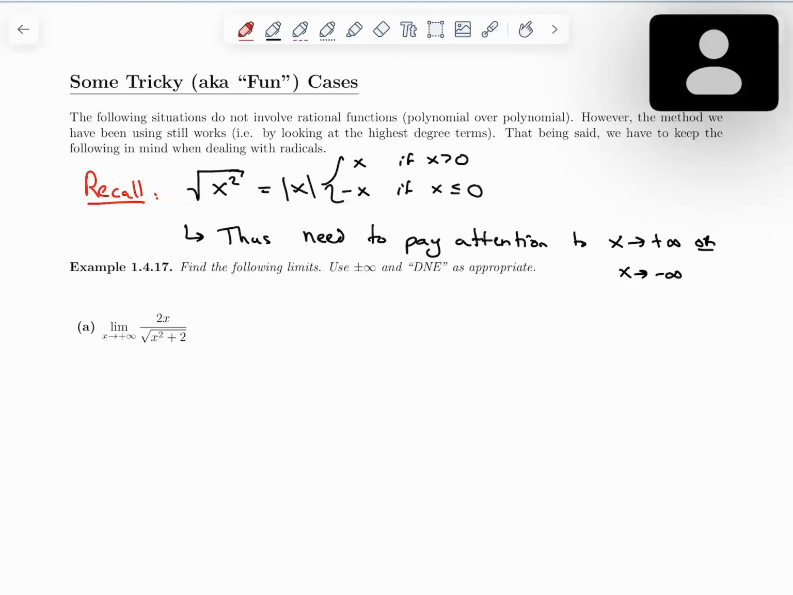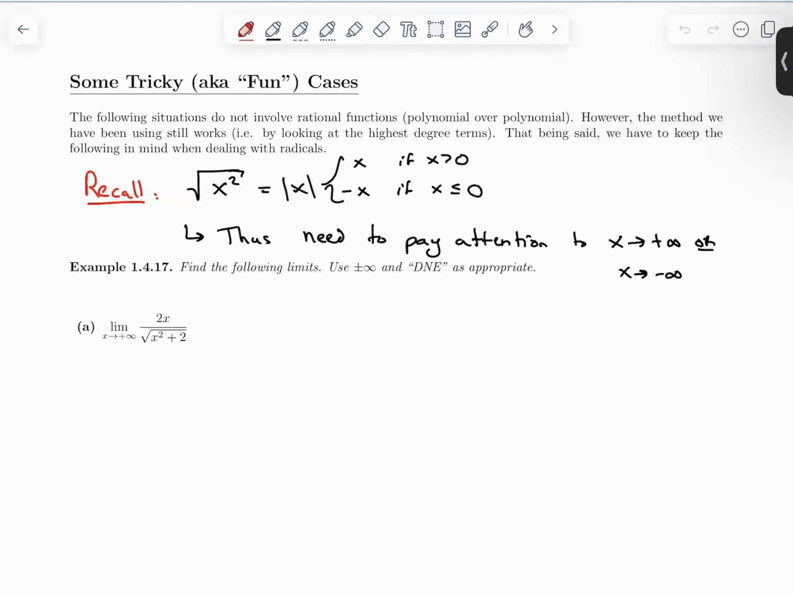Welcome back, everybody. We're going to finish up 1.4 today with our fun cases. These are strange and interesting cases. And then we'll start up on 1.5, hopefully finishing it. If not finishing it, we'll leave the last little bit for Monday of next week and go from there.